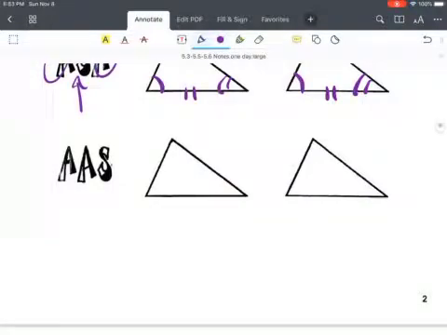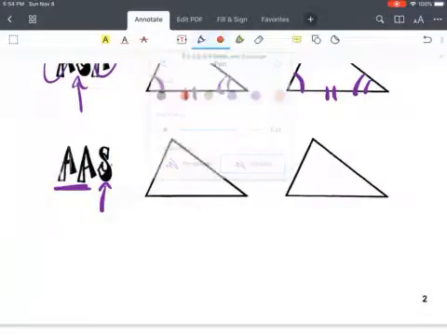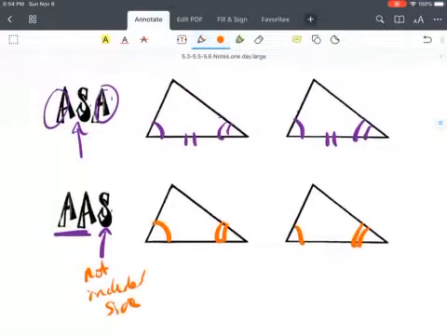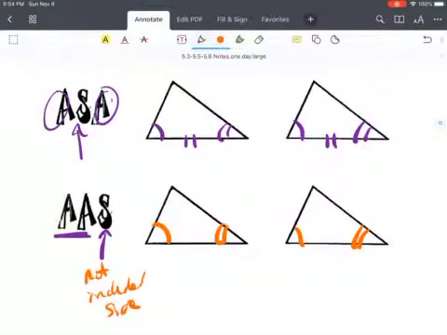Another way would be angle, angle, side. So two angles in a row and then the side. And so this side would be not the included side. So if I went two angles in a row, similar to the last diagram, and I want the side that is not included, it could be that side.